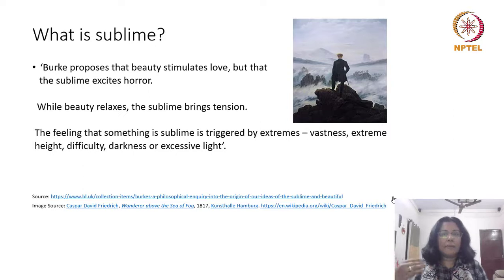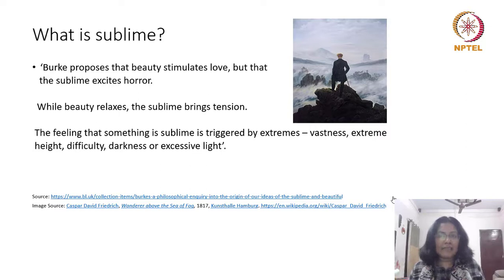Burke proposes that beauty stimulates love, but the sublime excites horror. Anything that is very pleasing makes us love it because of its attractiveness, but the sublime induces ideas of terror and horror in the mind of the viewer. So while beauty relaxes, the sublime brings tension on the mind of the onlooker. And the sublime is triggered, it's created by extremes. Vastness, extreme height, difficulty, extreme weather, and excessive darkness or excessive light.